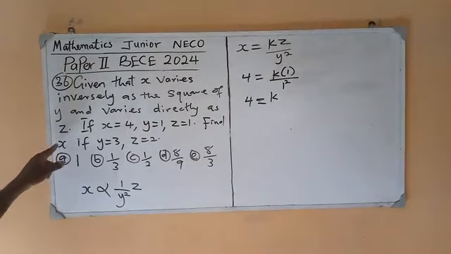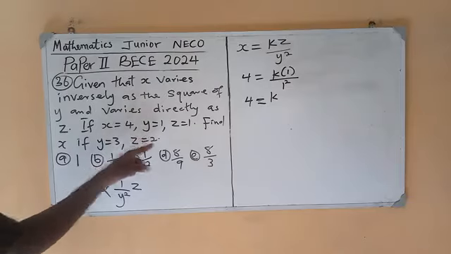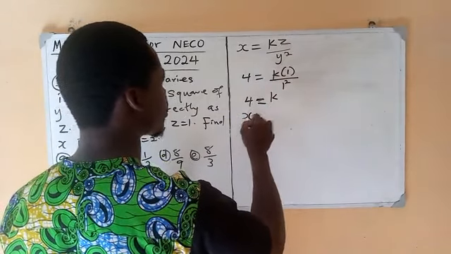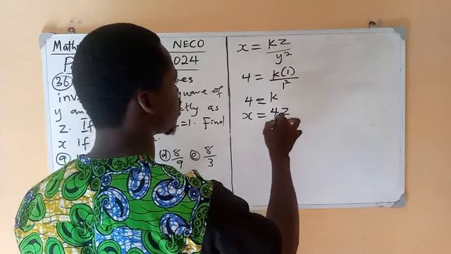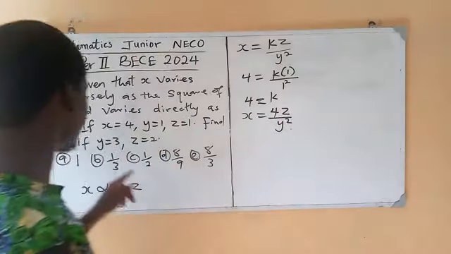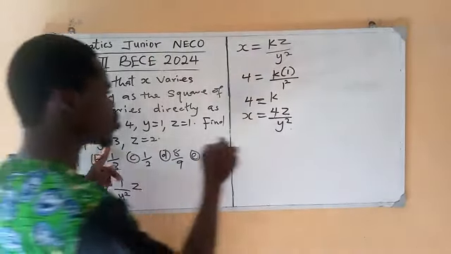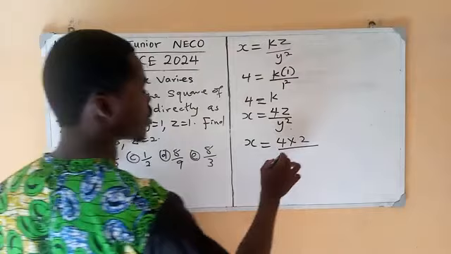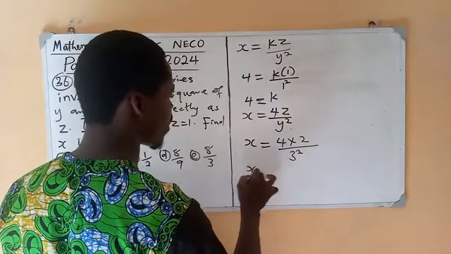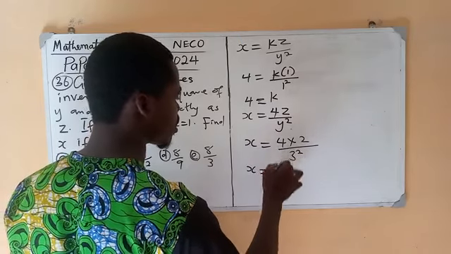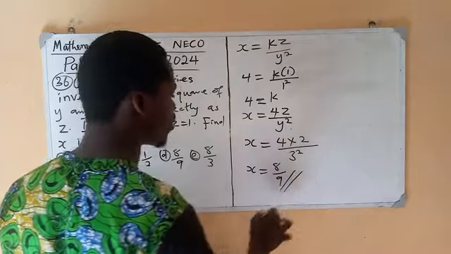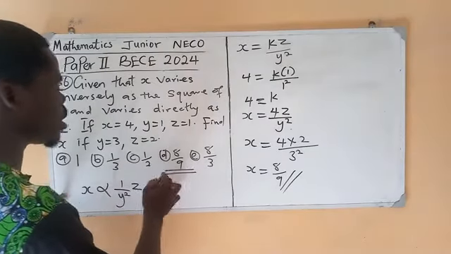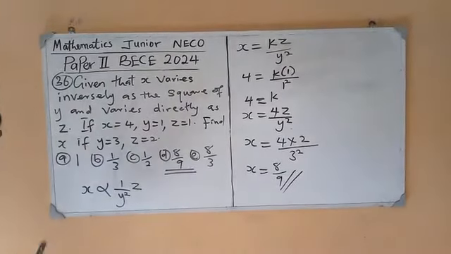Now we are asked to find x if y is 3 and z is 2. First and foremost, we go to the relationship and slot in the value of k. So x is equal to 4z all over y squared. Now, y is 3 and z is 2. x equals 4 times 2 all over 3 squared. So we have 8, 4 times 2, and 3 squared is 9. So the value of x is 8 over 9. So the correct option is option D. Okay, we move to the next question.